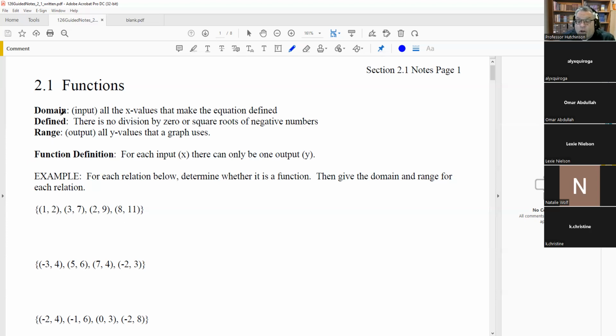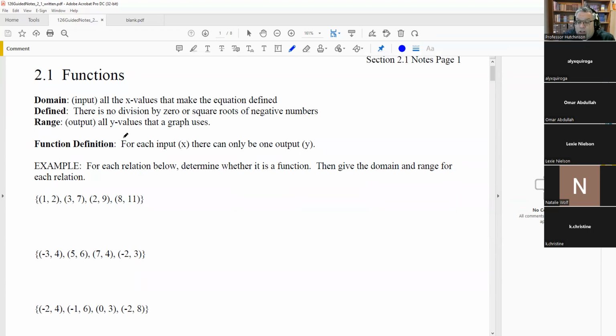Then we also have range. Range is the output. That's all of the y values that the graph uses. So you'll put some stuff in for x, then you'll get all the different y values the graph uses. That's called the range. And so that leads us up to what the definition of a function is. Okay, so this section is called functions. Function means for every input x, there can only be one output y. So you put one number in, you get one number out only. If there's a certain x value that causes more than one y value, that means you do not have a function in that case.